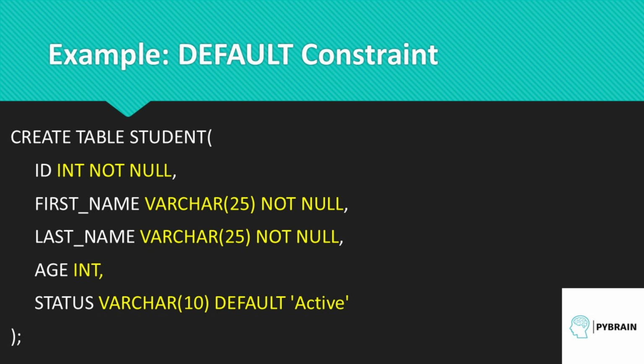Let's see how default works in practice. In this table, status has a default value of active. Every new student record will automatically have active set unless another status is provided. If you insert a new student and don't specify the status, SQL will automatically fill it with active, thanks to the default constraint. However, if you explicitly provide a different value, like inactive, SQL will use that instead. The default constraint only kicks in if no value is given.